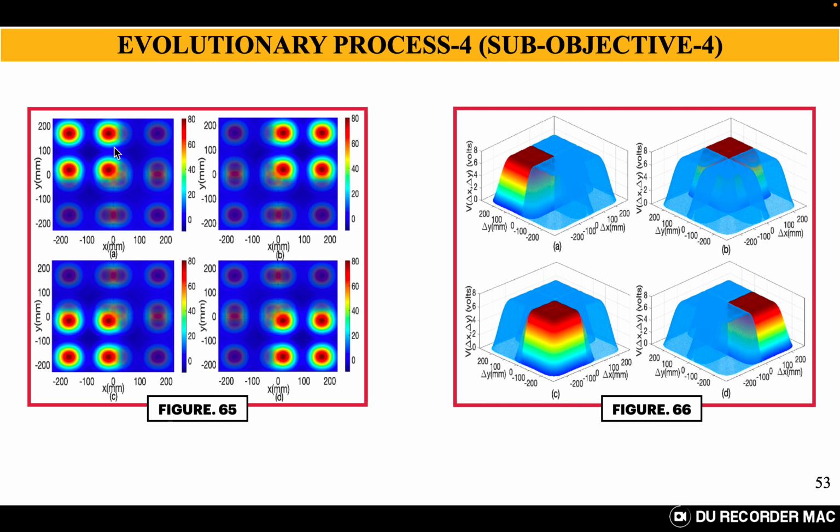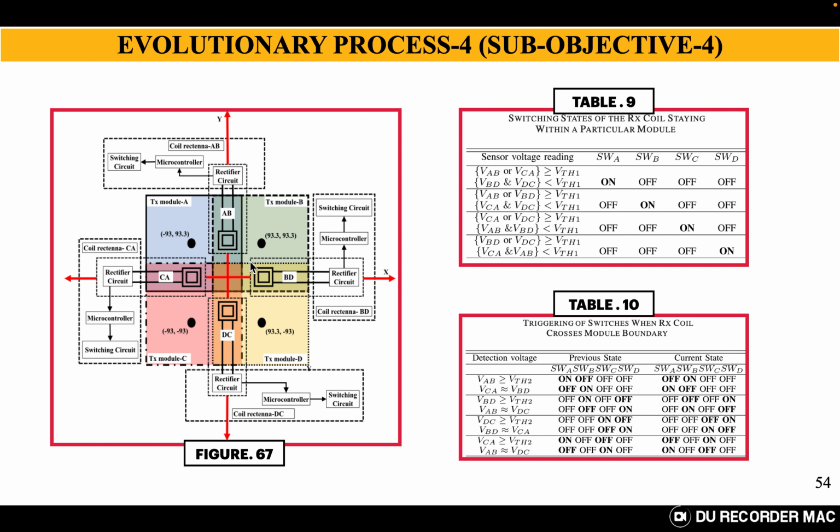So that is the main purpose why we have positioned these coils in these regions. These are the void regions of the magnetic field strength. Now, how are we detecting the position of the receiver coil? Let us suppose my receiver coil is just above transmitter module A. Then the detection coils AB and CA receive the reflected induced voltages due to the receiver coil.